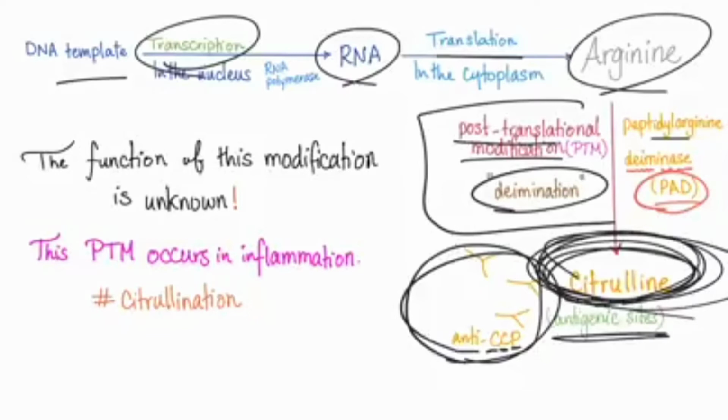proteins here. Hello. What's the function of this modification, i.e. citrullination? We don't know. Oh really? Thank you, science. But this post-translational modification occurs in inflammation. Hashtag citrullination. This post-translational modification is really weird. Thank you, citrulline. I can't imagine my life without you.